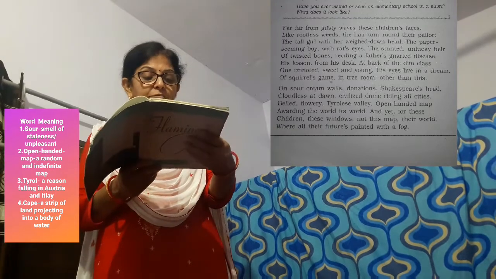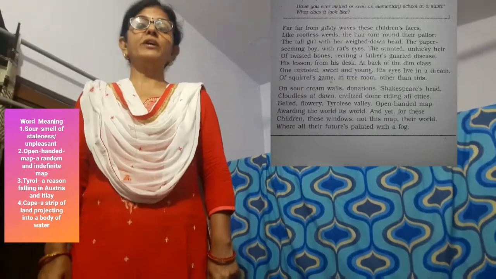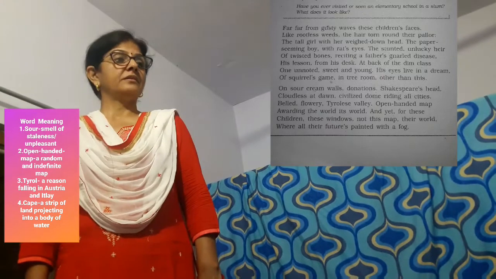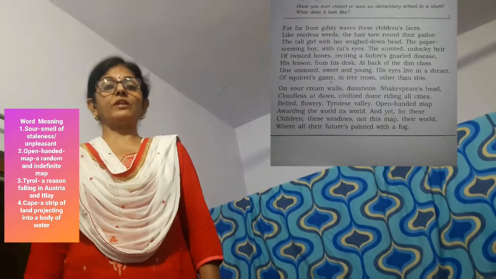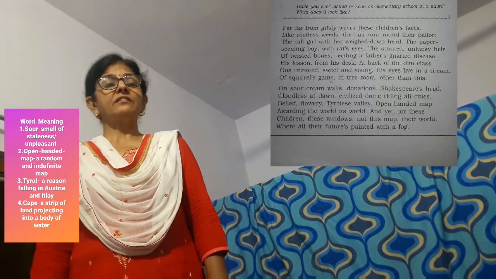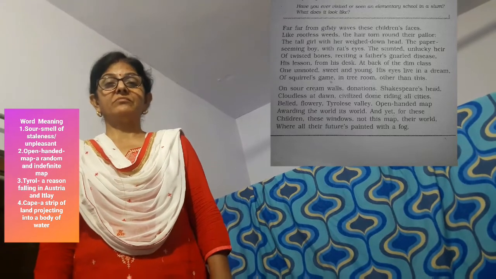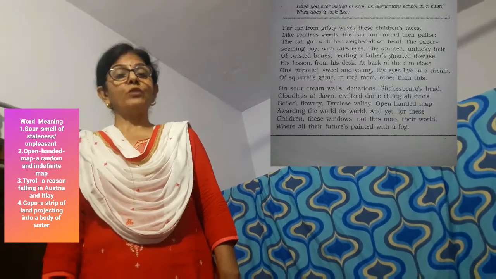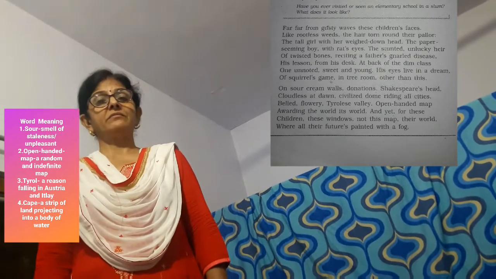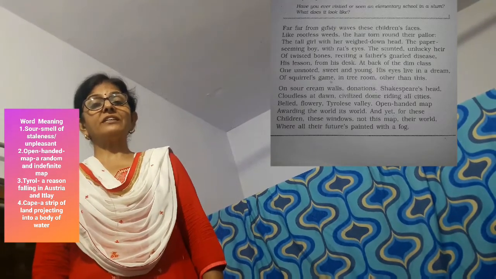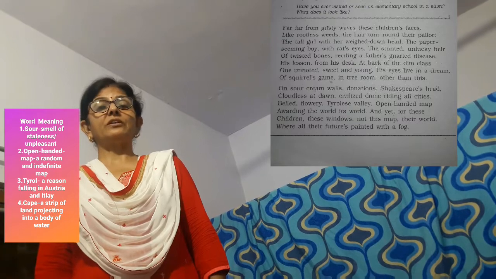On sour cream walls, here the poet describes the condition of the classroom. First of all, the poet says about the wall. The poet says that the color of the wall was sour cream. Means first of all, the wall was of white color, but as it was not painted for so many years, its whiteness had turned into cream color.